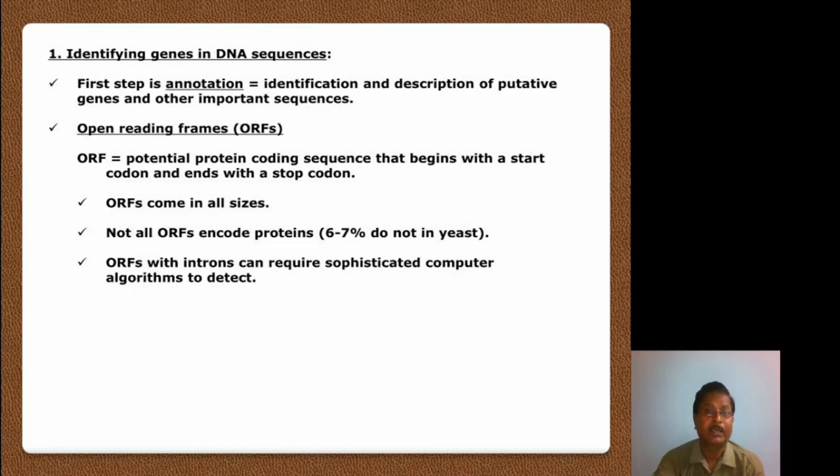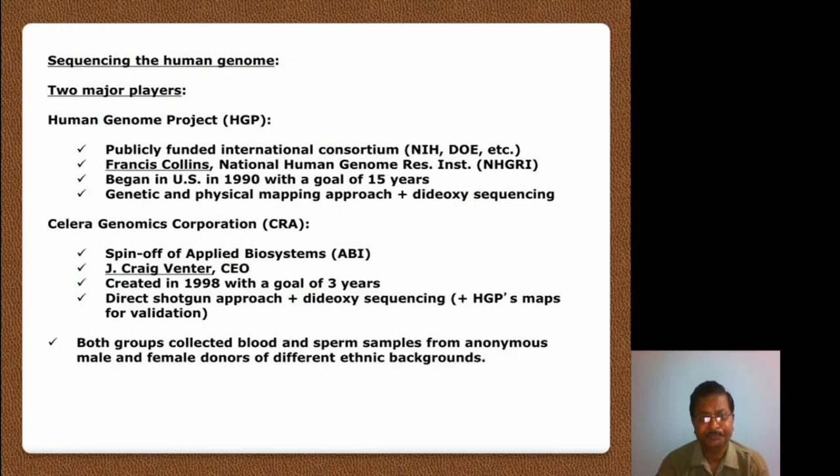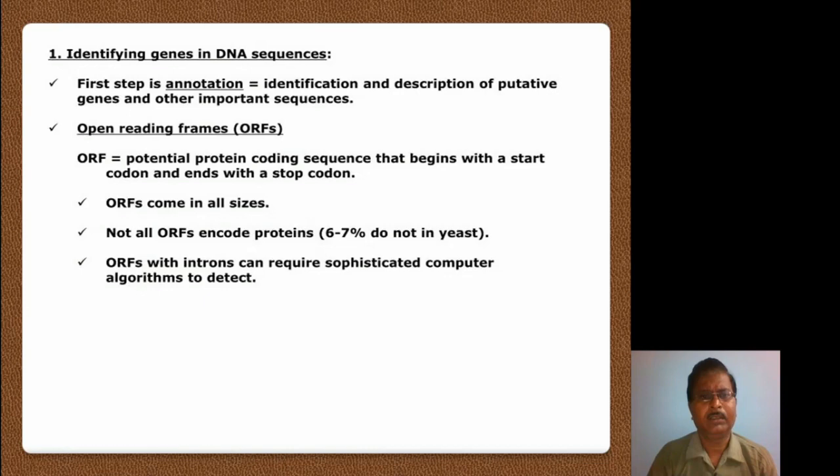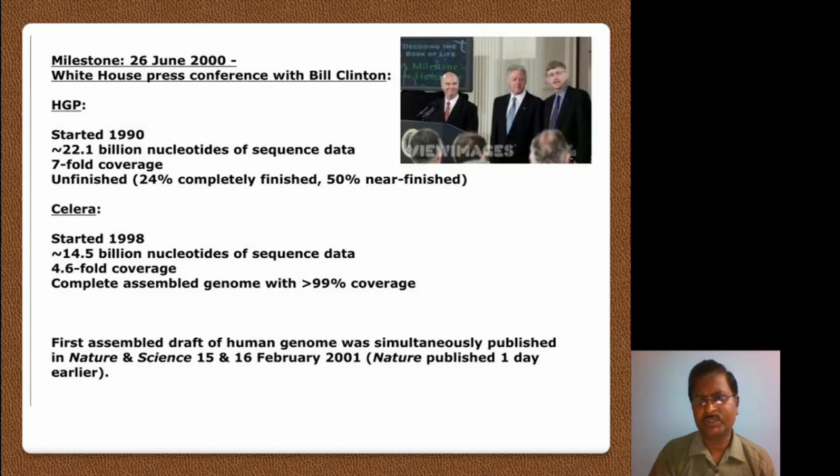Then sequencing the human genome. Two major players, we have HGP and CRA, as I mentioned earlier. And for identifying the genes, we have the annotation step first, then ORFs second. Then in HGP we have milestones. In the picture you can see the former president of the USA, Bill Clinton.